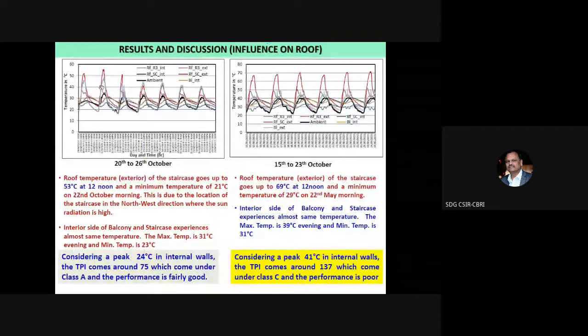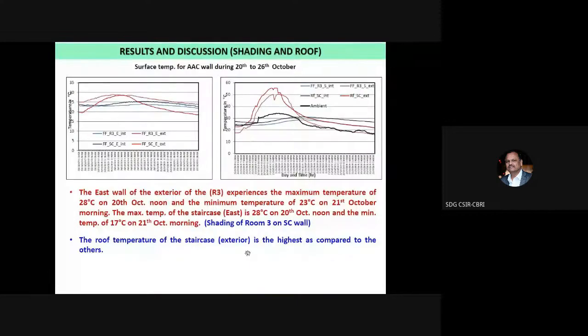If we consider the roof also, you can see the temperature increase is more in the case of the roof as compared to the wall. For the wall you see 45 degrees centigrade, but in the case of the roof the temperature is more. Even in May, the temperature rose to 69 degrees centigrade. Looking at this, the thermal performance is 137, and as per SP41 we can prescribe it in the class C condition.